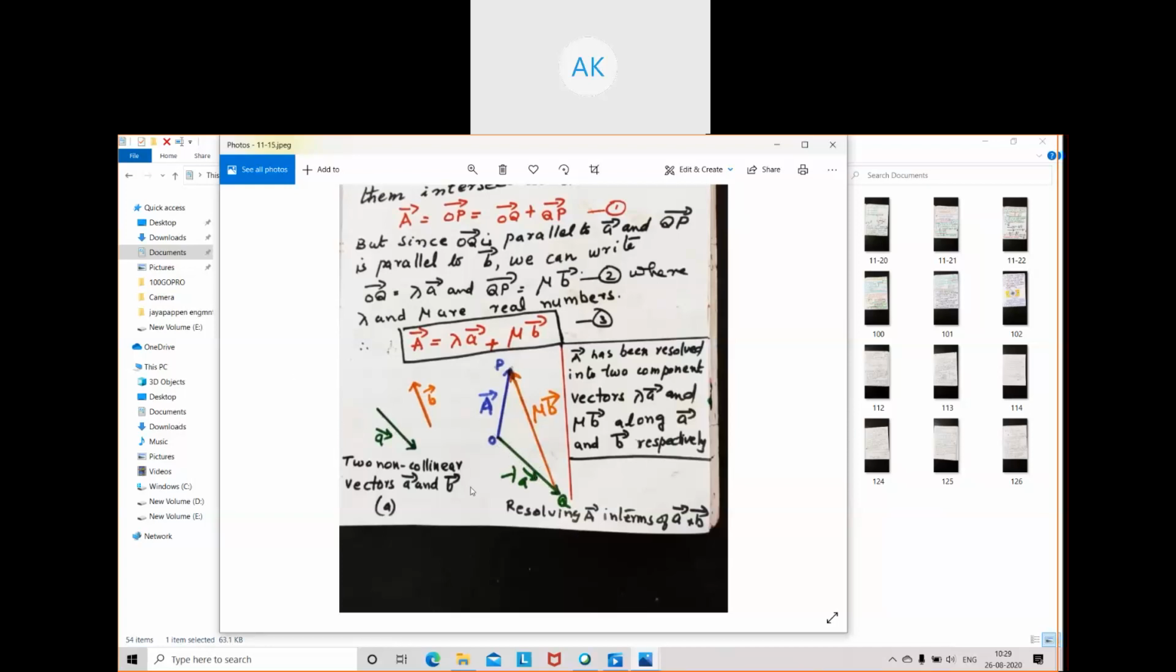Okay, that is done. Next, what is your next part of splitting that vector? You have to find the component also in this direction. That is also very easy. From point P, draw a line parallel. No need to measure the magnitude, whether it is 5 centimeter, 4 centimeter. You just have to draw a line parallel to this vector B. So from P, you have drawn a line parallel to B.